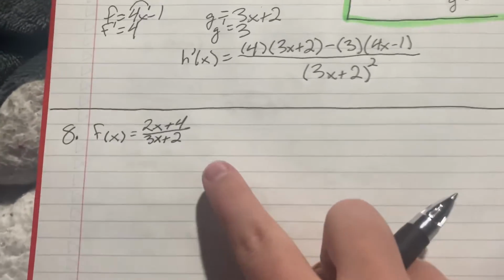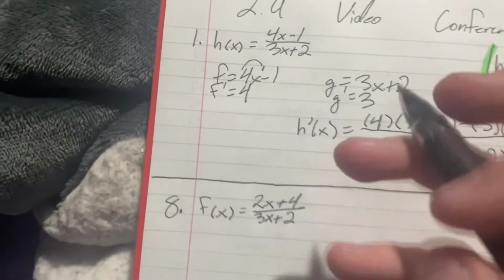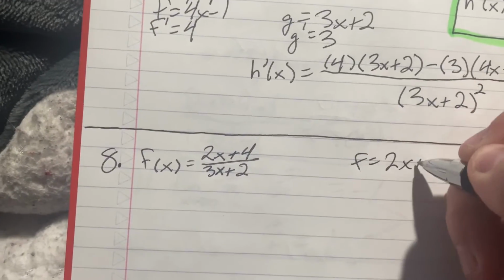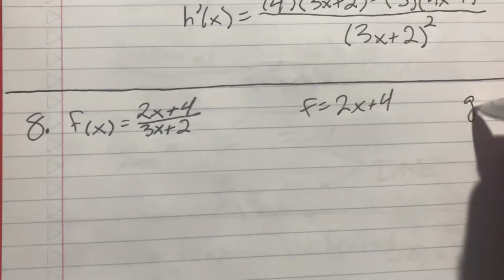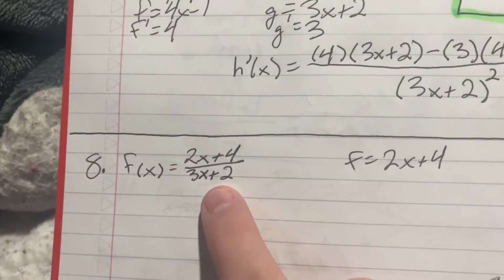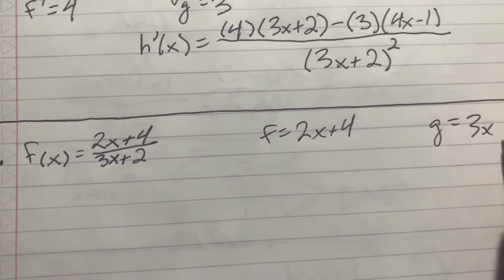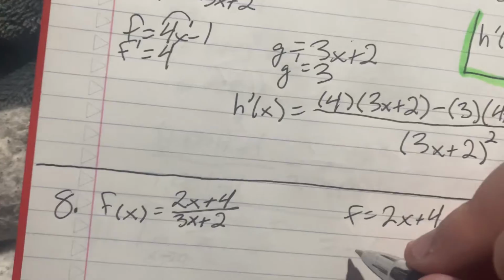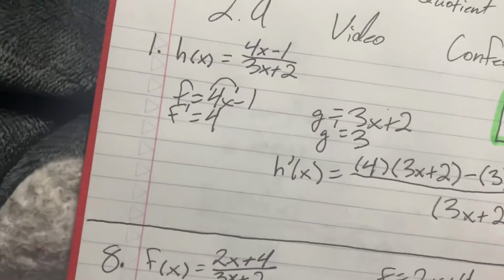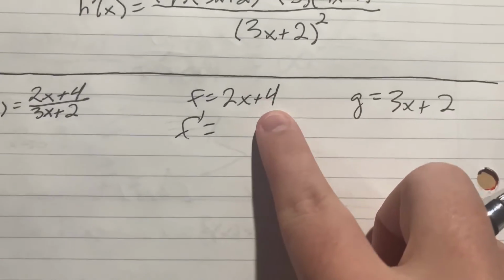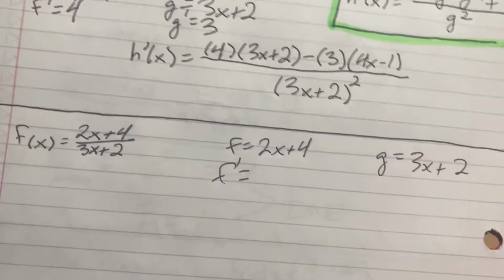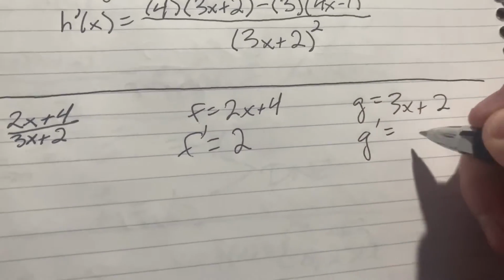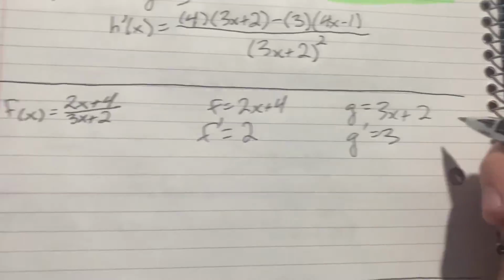So for number 8, we're going to do that again. So it will be 2x plus 4 will be equal to f. So f is 2x plus 4. G will be equal to the denominator again, 3x plus 2. And then from that, you find the derivative of f, which in this instance, the 4 will turn into a 0 using the power rule, and then the 2x will just turn into 2. Derivative of g will be equal to 3 because you use the power rule yet again.